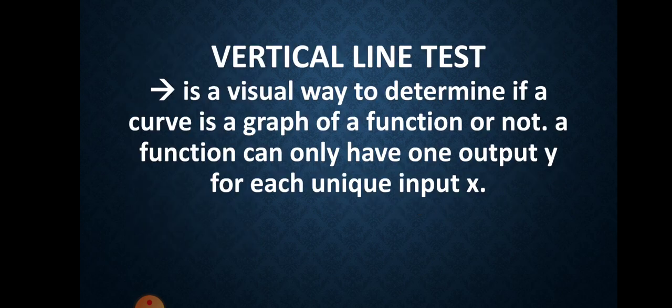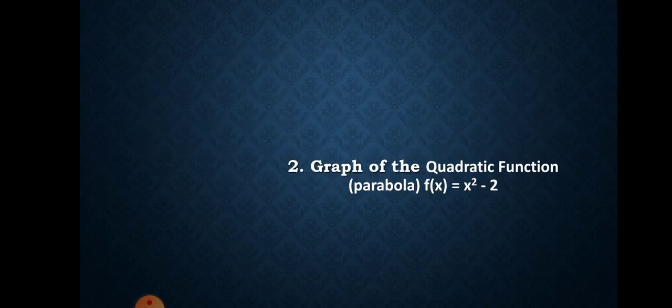Let's talk about vertical line test. It is a visual way to determine if a curve is a graph of a function or not. A function can only have one output, y, for each unique input x.